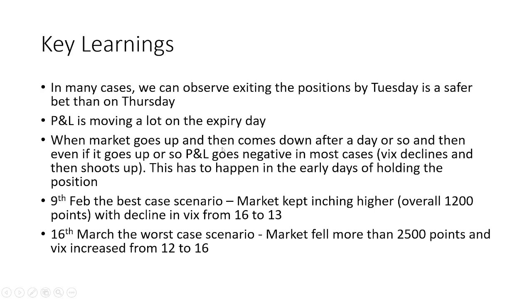So this is the general trend I saw, and as we saw before, the ninth was the best case scenario where the market kept inching higher by 1,200 points with VIX declining from 16 to 13. That was the best case scenario, and 16th March is the worst case scenario where the market fell more than 2,500 points, or around 3,000 points, and VIX increased from 12 to 16. Panic was happening, so it was a losing scenario for all the option sellers.